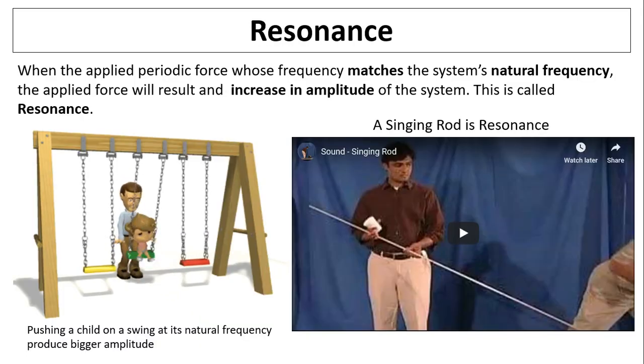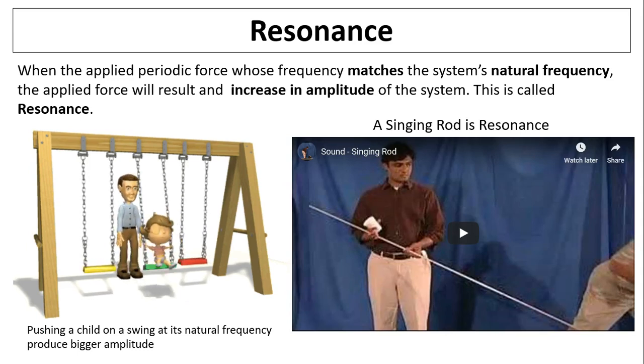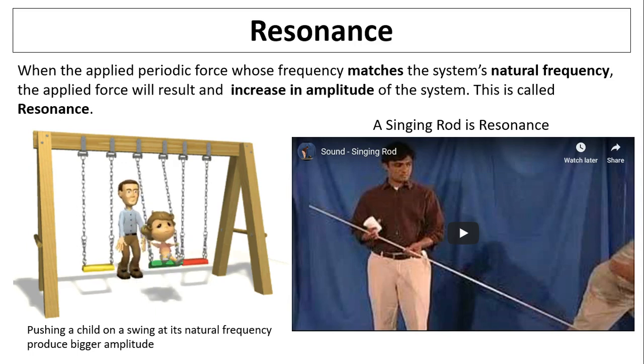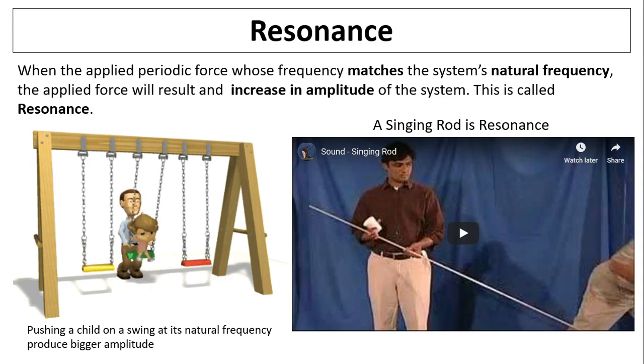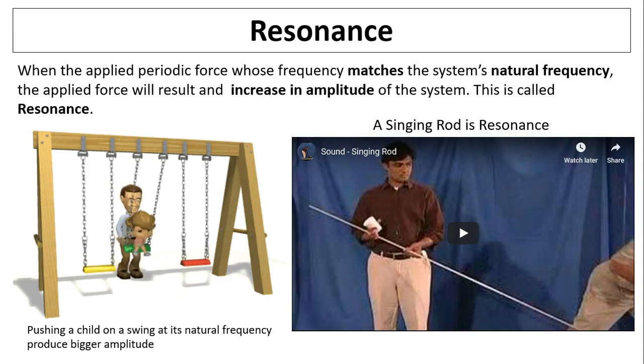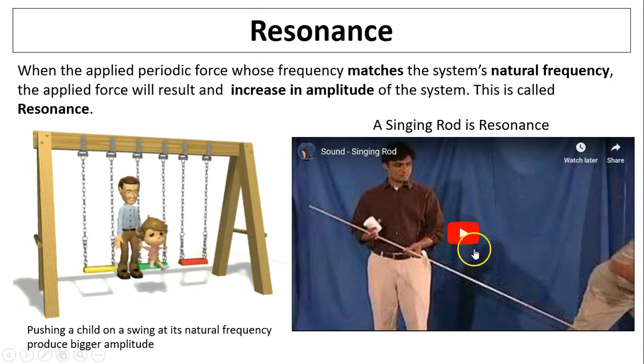Resonance. Resonance happens when an applied periodic force has a frequency that matches the system's natural frequency. The applied force will result in increasing amplitude of the system. That's resonance. So for example, when you push the swing in sync with its natural frequency, you'll get a bigger amplitude. Here's another example, a singing rod.